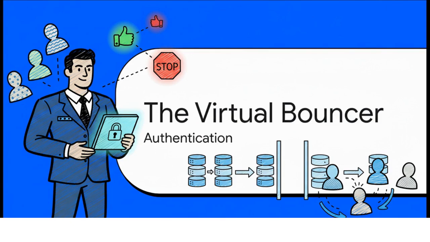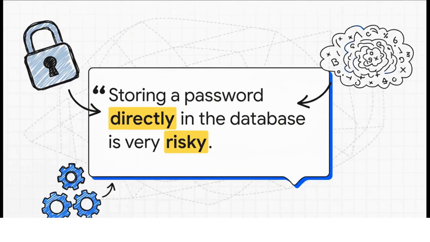Okay, our app is getting pretty powerful. It can think, it can remember, but we can't just let anyone do anything they want. We need security. We need authentication. We need a virtual bouncer at the door. And here is the absolute #1 rule of backend security. You never, ever, ever store a user's password as plain text. It's a massive security risk.